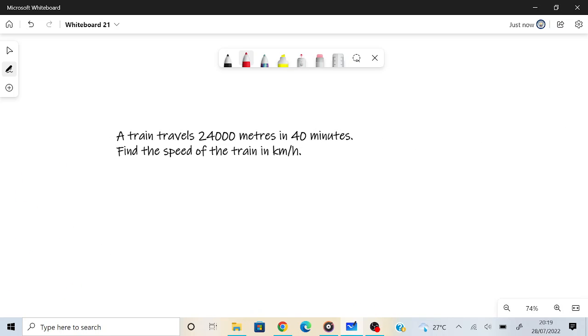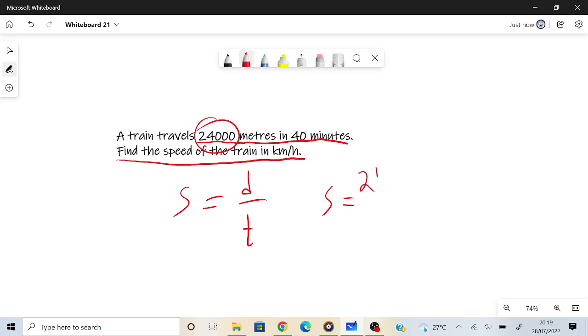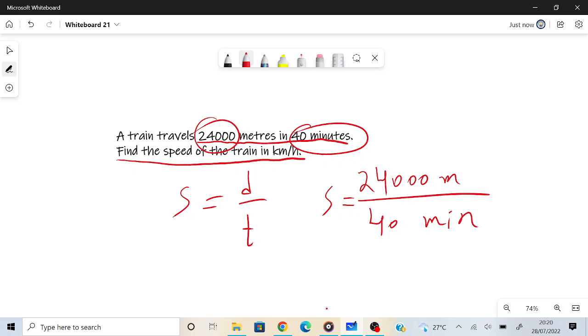Right, this one says a train travels 24,000 meters in 40 minutes. It says find the speed of the train in kilometers per hour. Speed is distance over time, which in this case is distance we have is 24,000 meters, and time taken is 40 minutes.